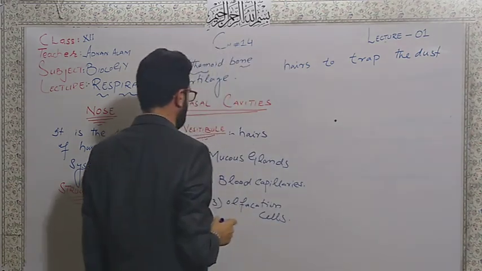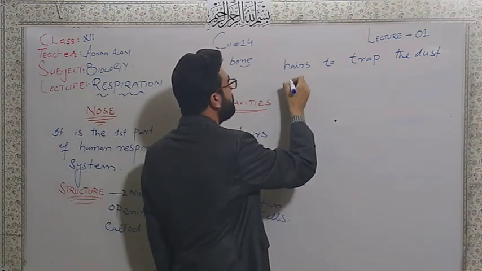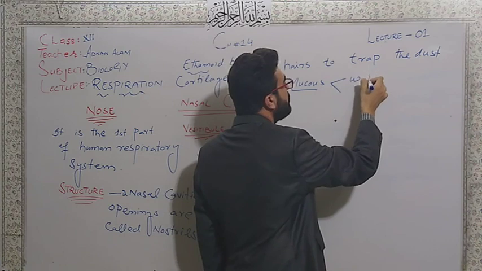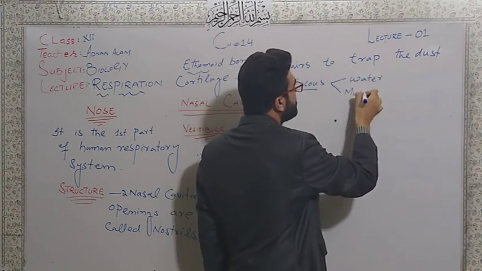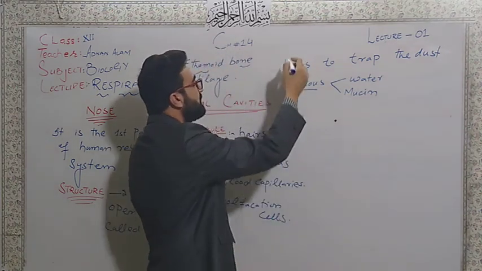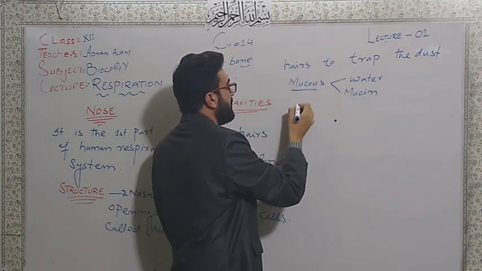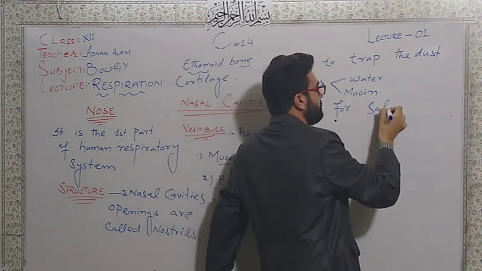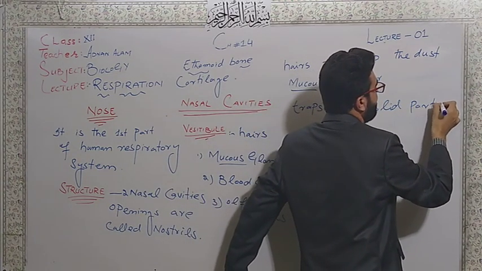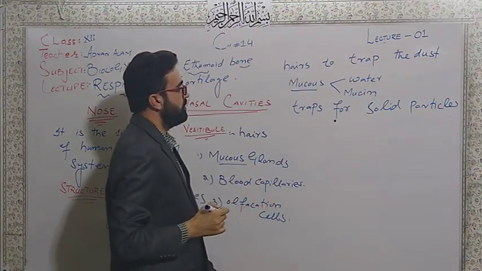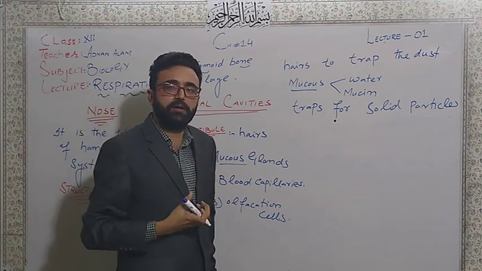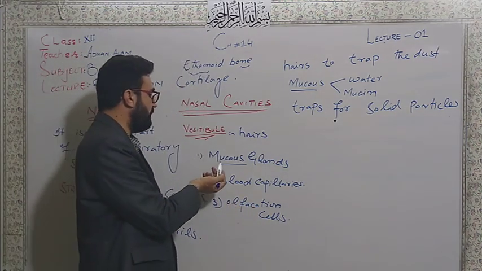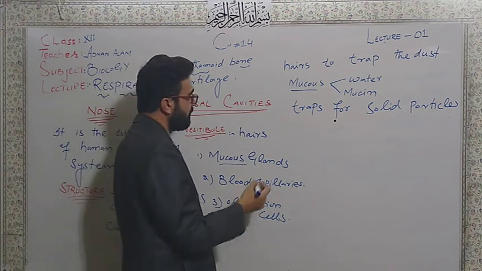But why? Mucus glands secrete mucus. Mucus is a viscous type of fluid which consists of water and a protein called mucin. The function of the mucus gland is to wet these hairs, and these wet hairs are very good traps for solid particles. Solid particles get trapped and stuck to these hairs because they are wet with mucus. And then we have the blood capillaries.